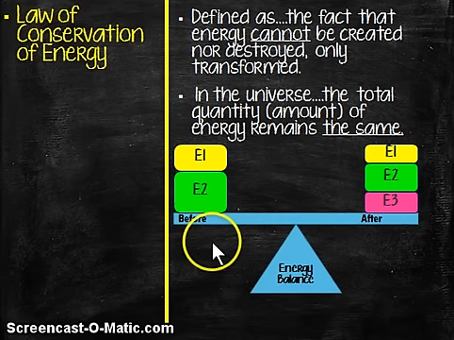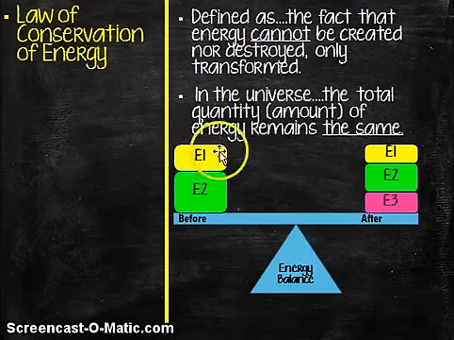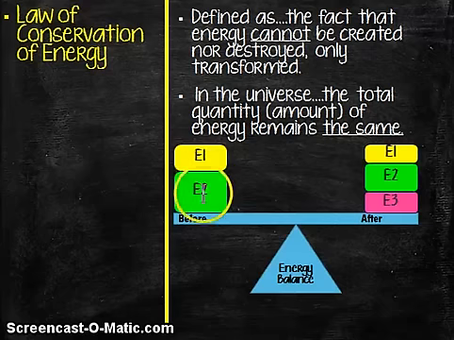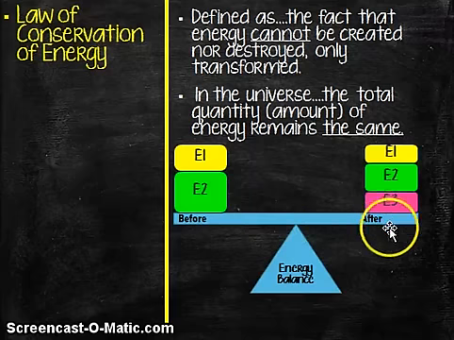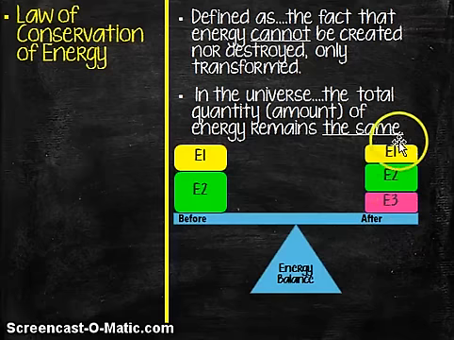So if you look in the diagram, this is a good way to think about the energy balance. On the left side, before, I have a certain type of energy, E1, and I have some other type of energy, E2, but they stack to about this height. And on the other side, in the after side, I now have three forms of energy, but in total, they're the same height, so they balance out the same as before.